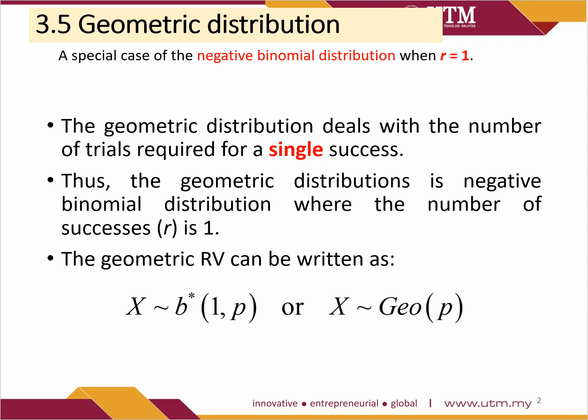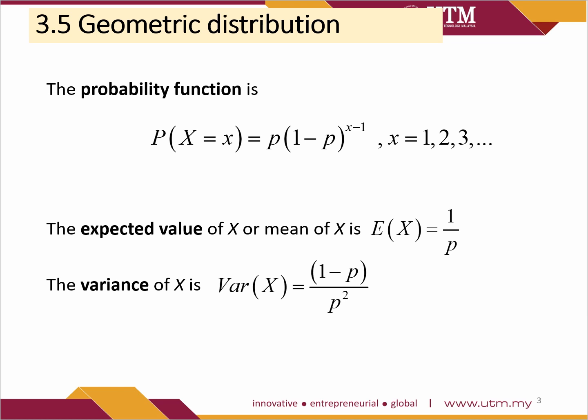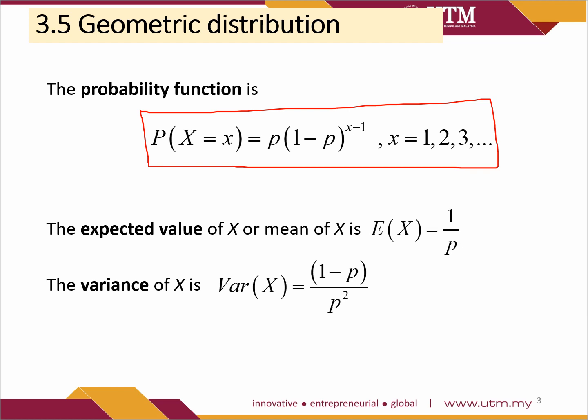The geometric random variable can be written as follows. You can write it in terms of negative binomial (1, p), given 1 is the r and p is the probability of success. Or you can also write the geometric distribution as X follows Geo(p), given p is the probability of success. So the probability function for this geometric distribution is given as p times (1 minus p) to the power of x minus 1.